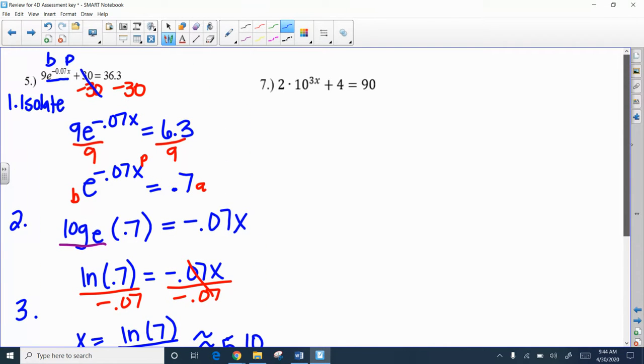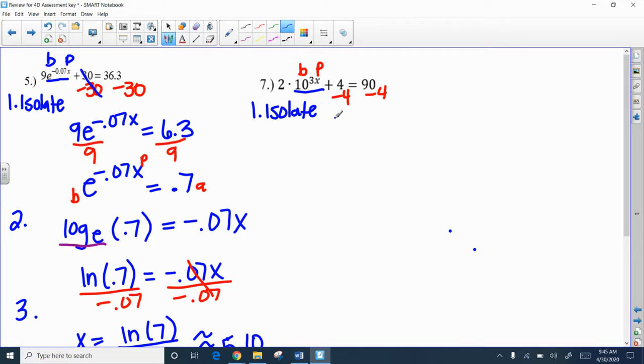All right, and number 7. Same thing, this one's exponential. So the first step is to isolate. This time the base, notice we have 2 times 10 to the 3x power plus 4 equals 90. The base is 10 and the power is 3x. So that's the part we need to isolate. So similar to number 5, we have to isolate that first. The first thing we got to do if we're trying to isolate is subtract the 4.